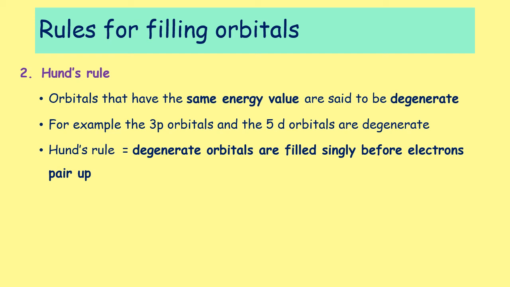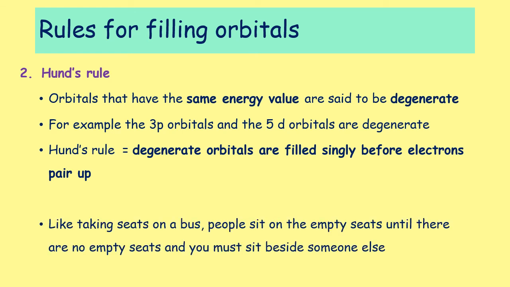So if you've got the 3p orbitals, you put one electron in one p orbital, the next electron goes into a different p orbital rather than creating a pair in the first one. So you have one electron in each of the 3p orbitals before you then pair up. It's essentially like on a bus. If you're getting on the bus, you're typically looking for the empty seat that no one's already sat at, and it's only when you're forced to, because all the seats have someone sitting at them, do you choose to sit beside someone else.